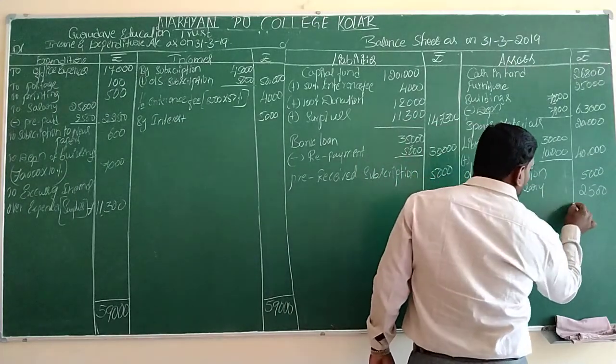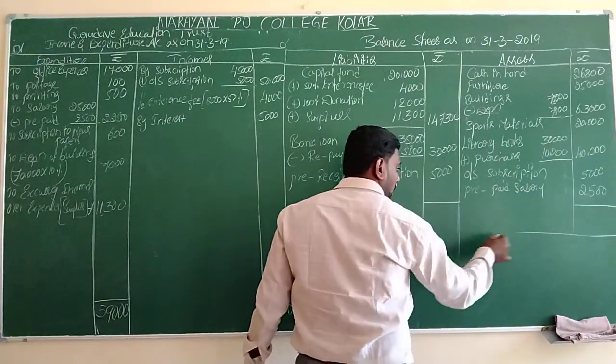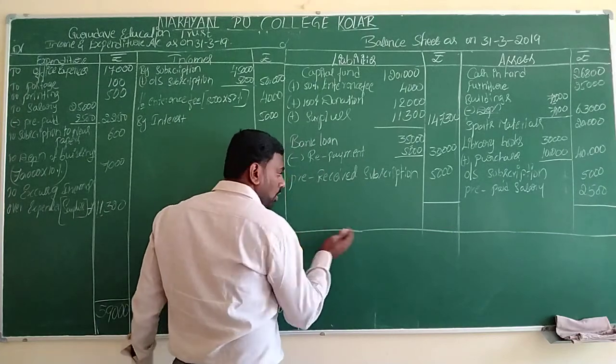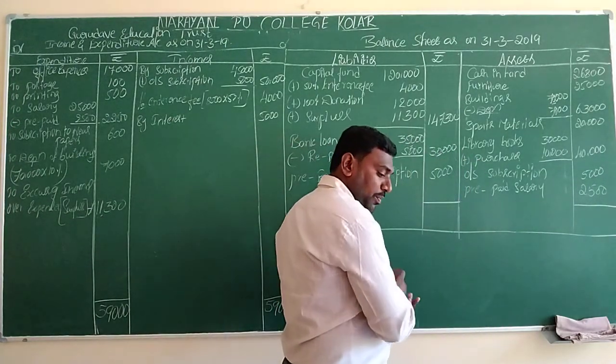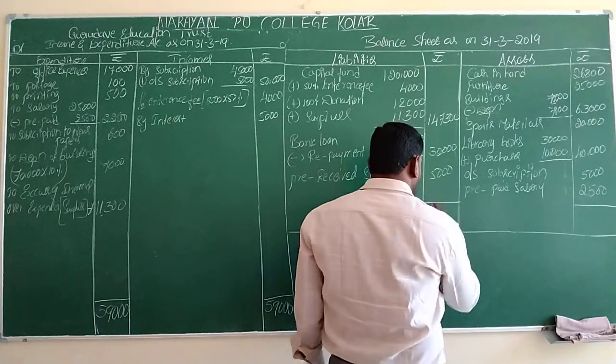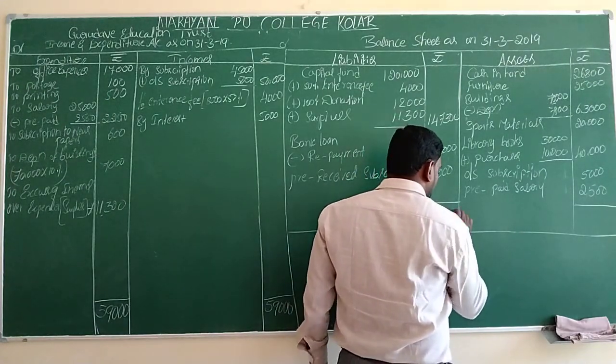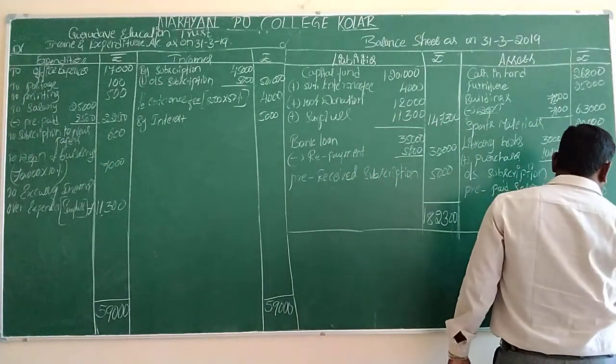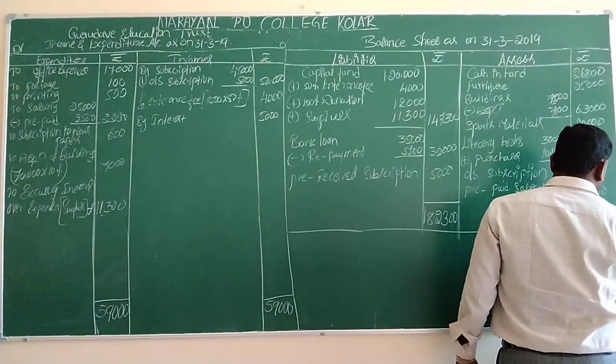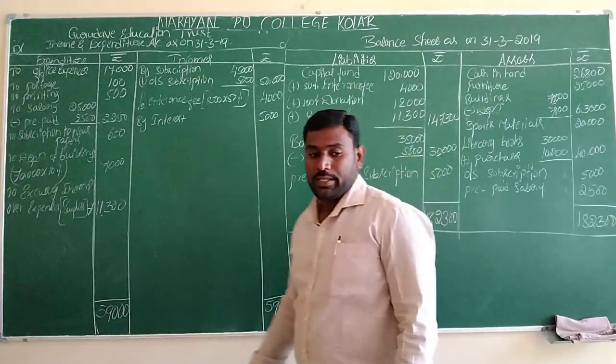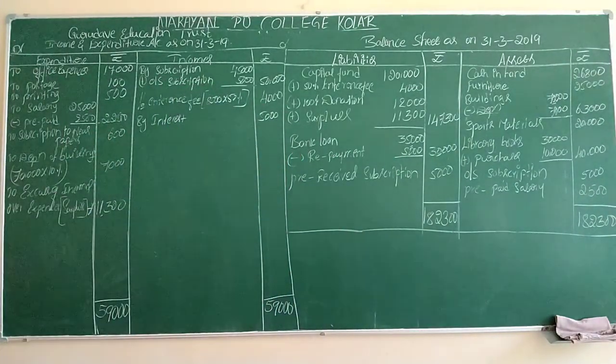Now it's time to close the balance sheet. The total of the balance sheet is 1,82,300. Here also 1,82,300. So this is the exact method with which we have to prepare the receipts and payments account, income and expenditure account, as well as the balance sheet of Gurudev Education Society.